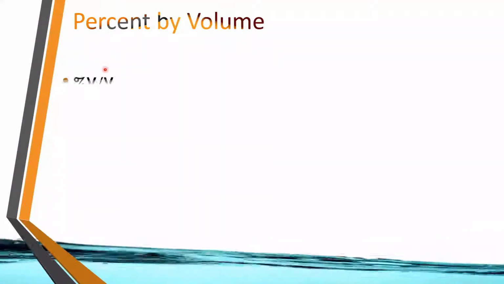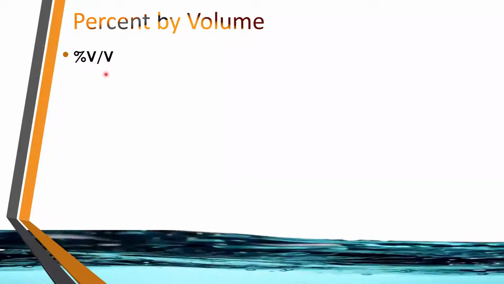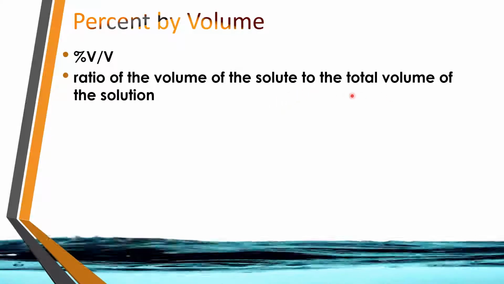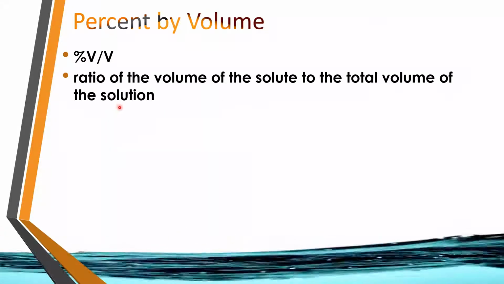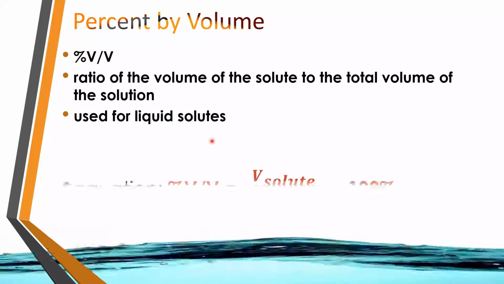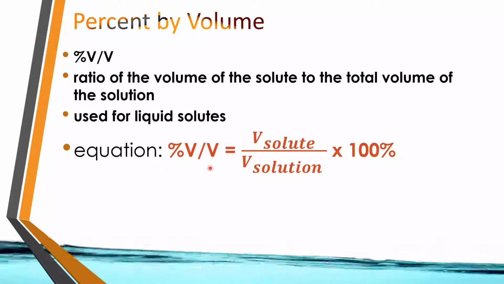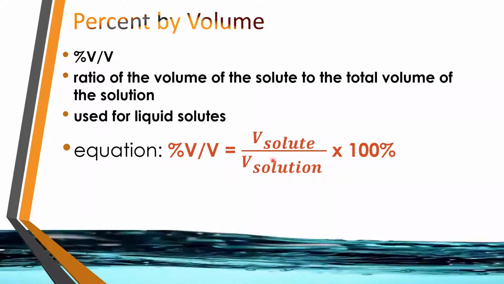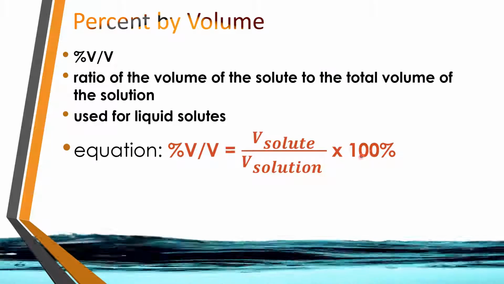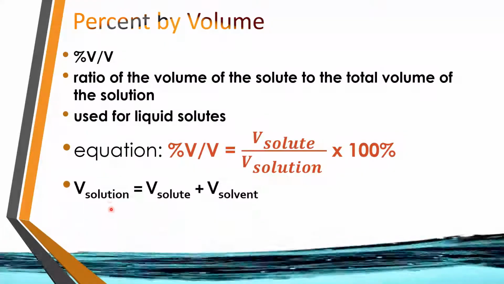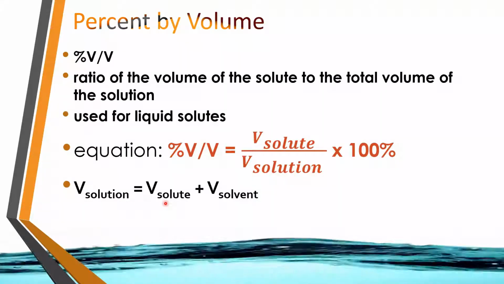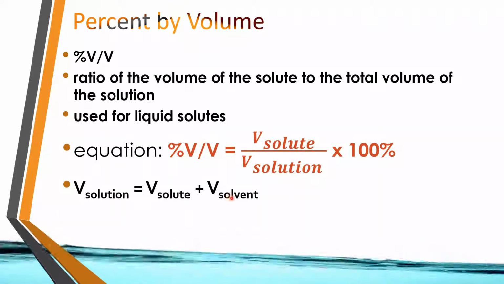Another expression is known as percent by volume, which is the ratio of the volume of the solute to the total volume of the solution, and is used for liquid solutes. It is represented by percent by volume is equal to the volume of the solute over the volume of the solution times 100%. This has the volume of the solution as the sum of the volumes of the solute and the solvent. Okay?